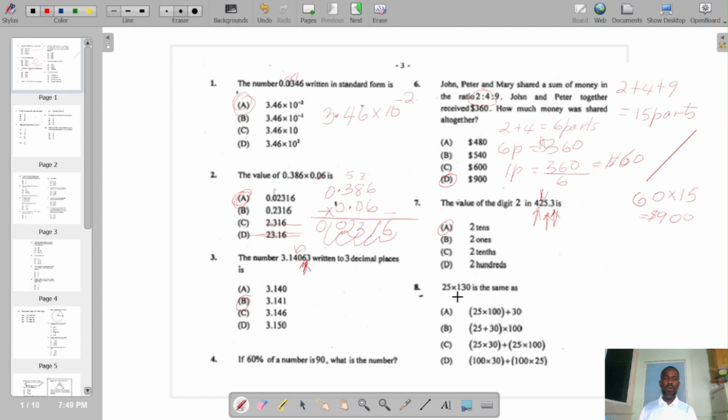So in this question we say 25 times 130 is the same as, now 25 times 130 is, applying the distributive law, 25 open bracket 100 plus 30. So 100 plus 30 is the same as 130. So applying the distributive law, we're going to have 25 times 100 plus 25 times 30.